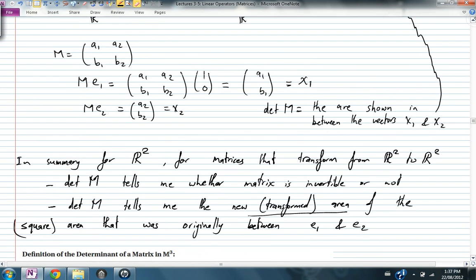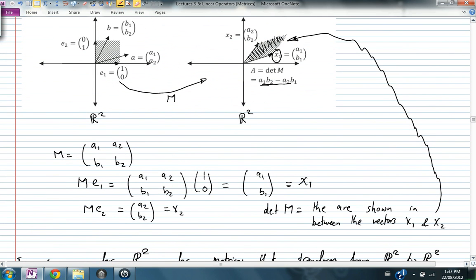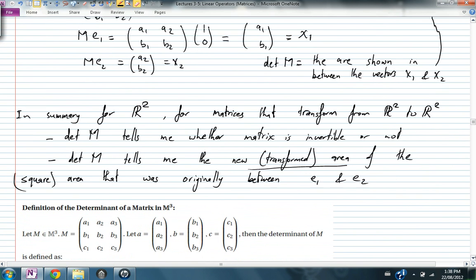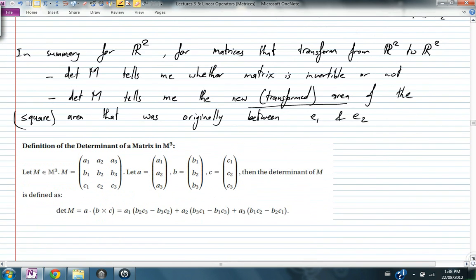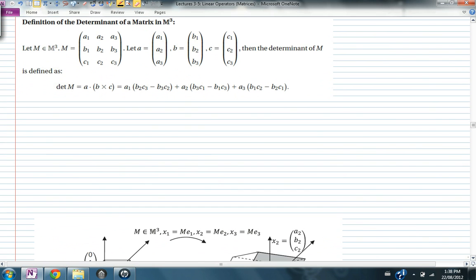So let's look at this again. This square is now, after multiplying every vector inside that square by the matrix M, going to give me this new area. This new area is equal to the determinant of M. Now this applies as well to matrices that are 3 by 3.